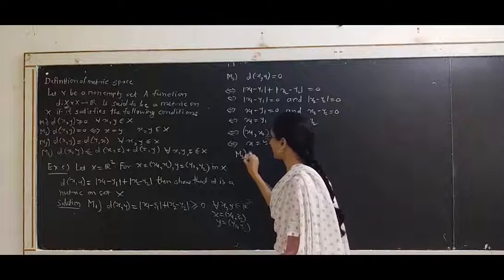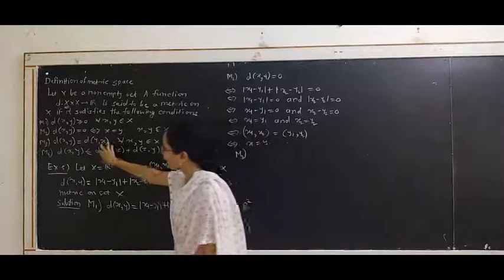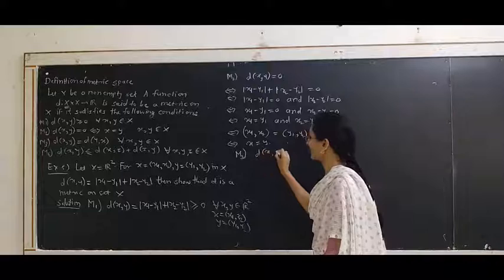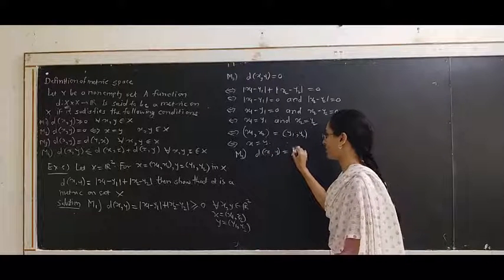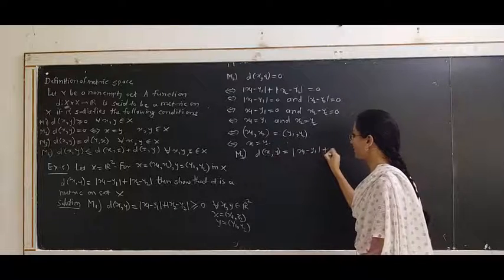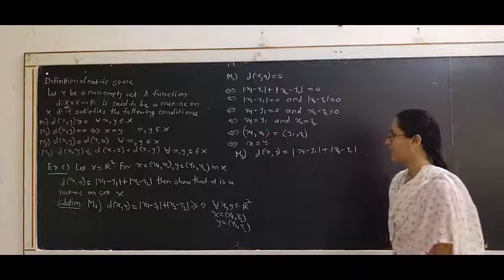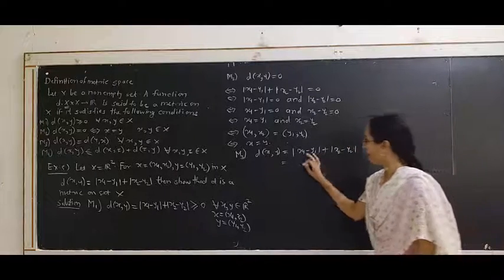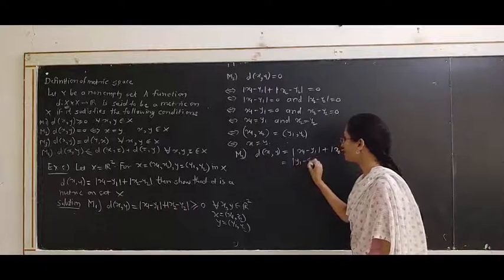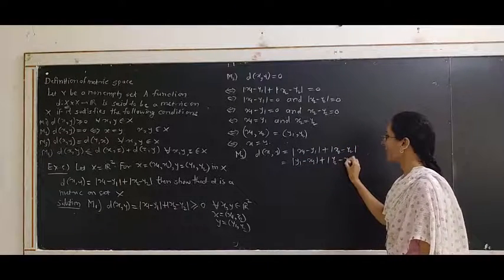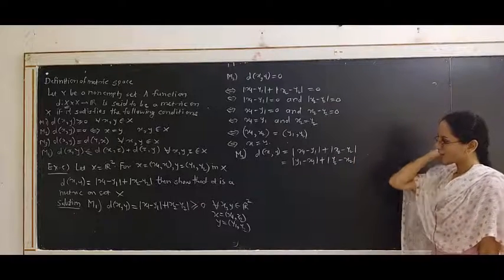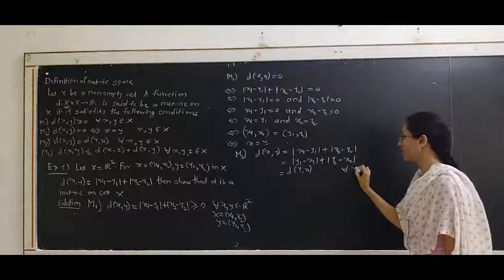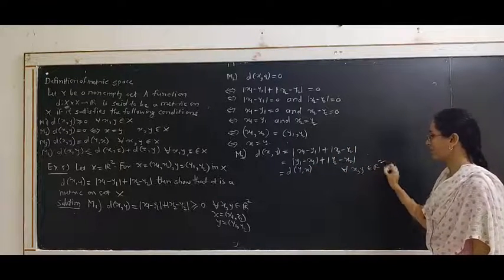M3, the third point of the definition, is D of xy is the same as D of yx. Now, D of xy is given by mod of x1 minus y1 plus mod of x2 minus y2. We want this to be D of yx. Hence, we can write mod of y1 minus x1 plus mod of y2 minus x2. This is nothing but what? D of yx, and it is true for all x, y belongs to the set of all points in the plane R2.